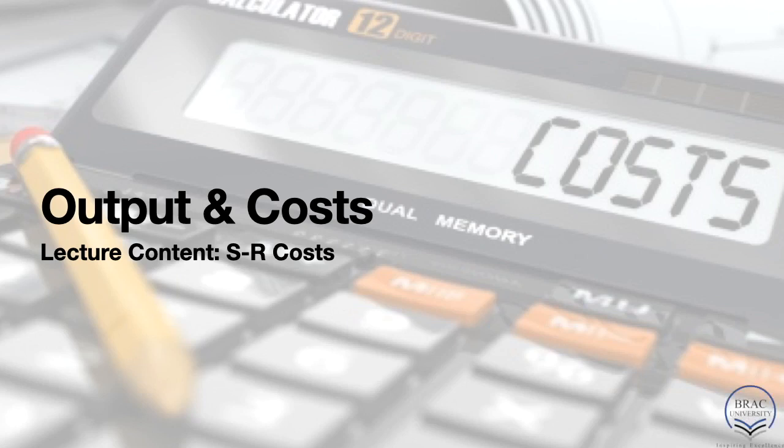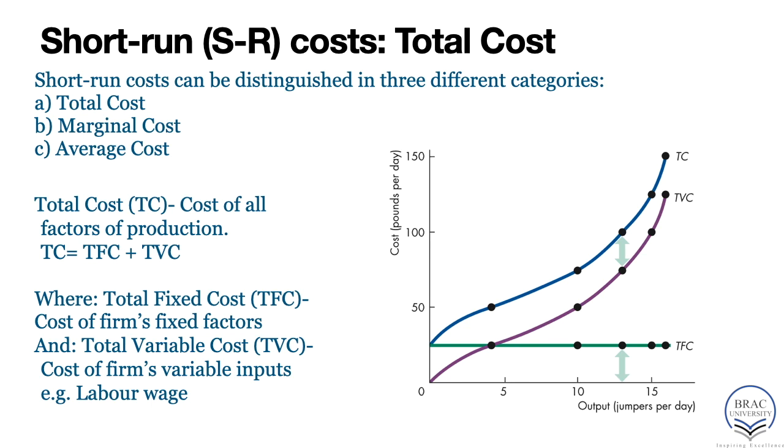So in the previous lecture video of this topic, we looked into the output part, or more elaborately speaking, we saw how to calculate total product, marginal product, and average product, and their corresponding theories. And in this lecture, we are going to see the costs that the firm incurs when it produces more output. So let's begin with short-run costs first.